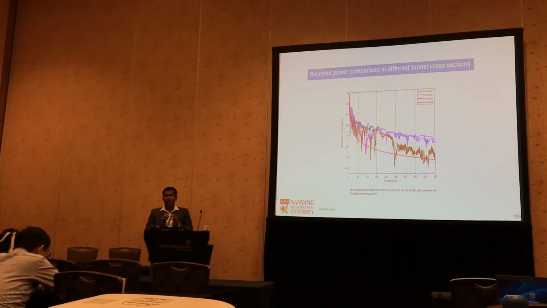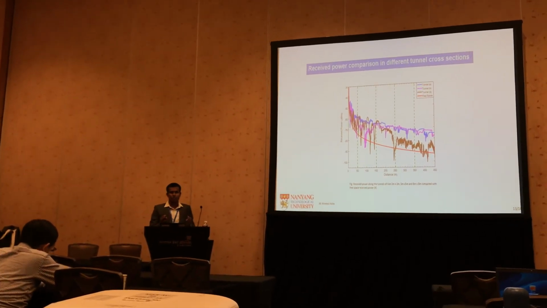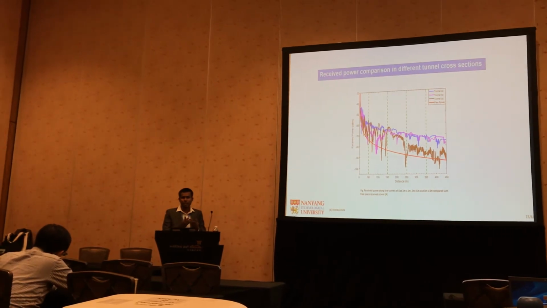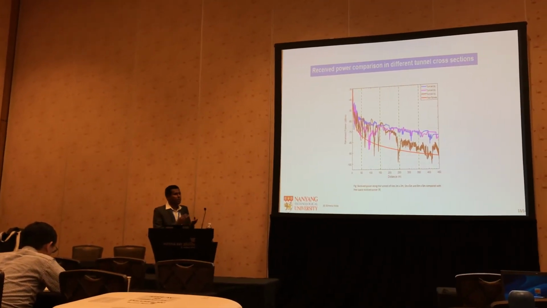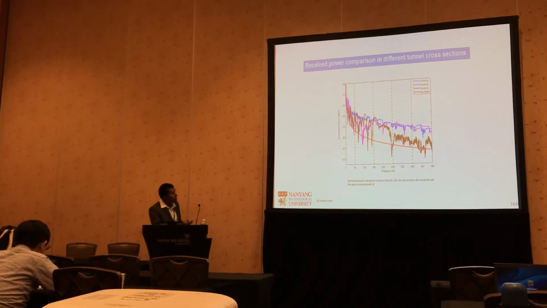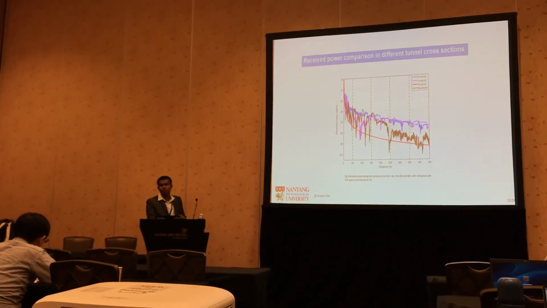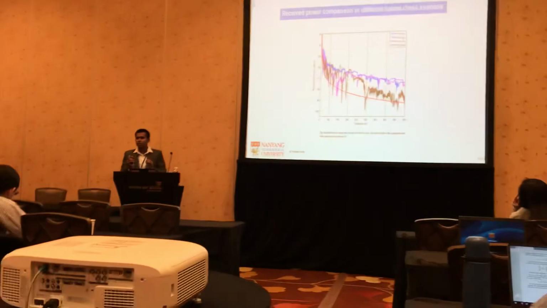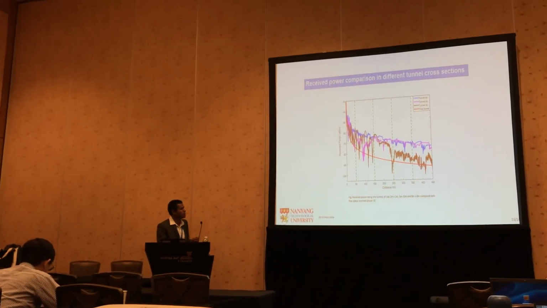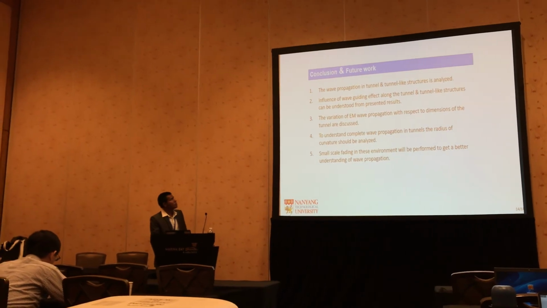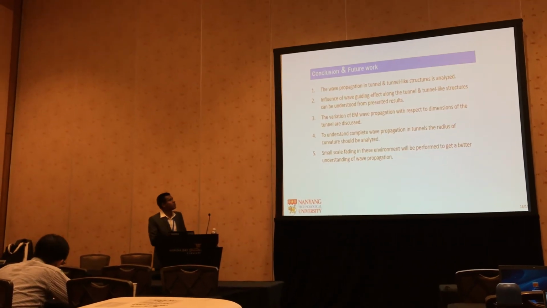By properly analyzing the overall tunnel structures, considering their dimensions, the radius of curvature, and the height of the antennas, you can avoid these deep fades, these deep nulls. You can avoid the chances of losing the train signal for 1 second or more than 1-2 seconds. So this is the conclusion of my presentation.